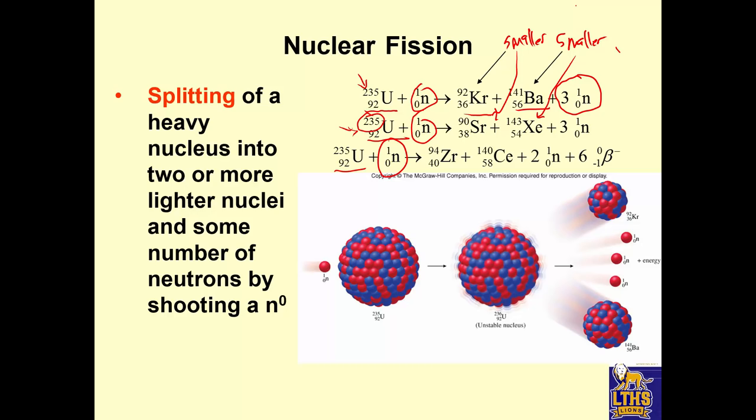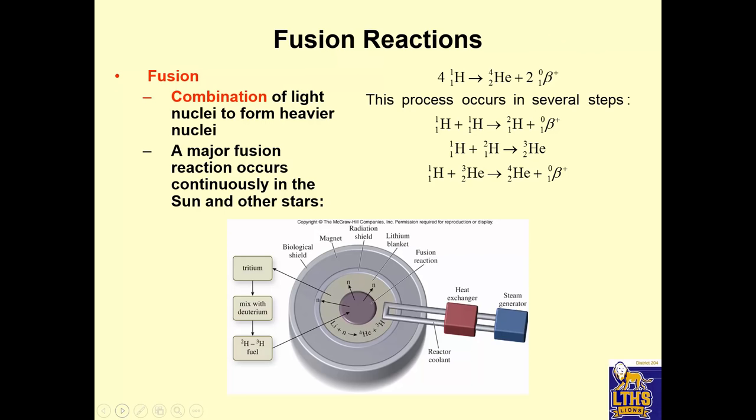See 235? 235 is bigger than 90. 90 is smaller than 235. 143 is smaller than 235. So that's what I mean by smaller. So you just need to know you're going to start with a neutron and end with a neutron, or a number of neutrons.